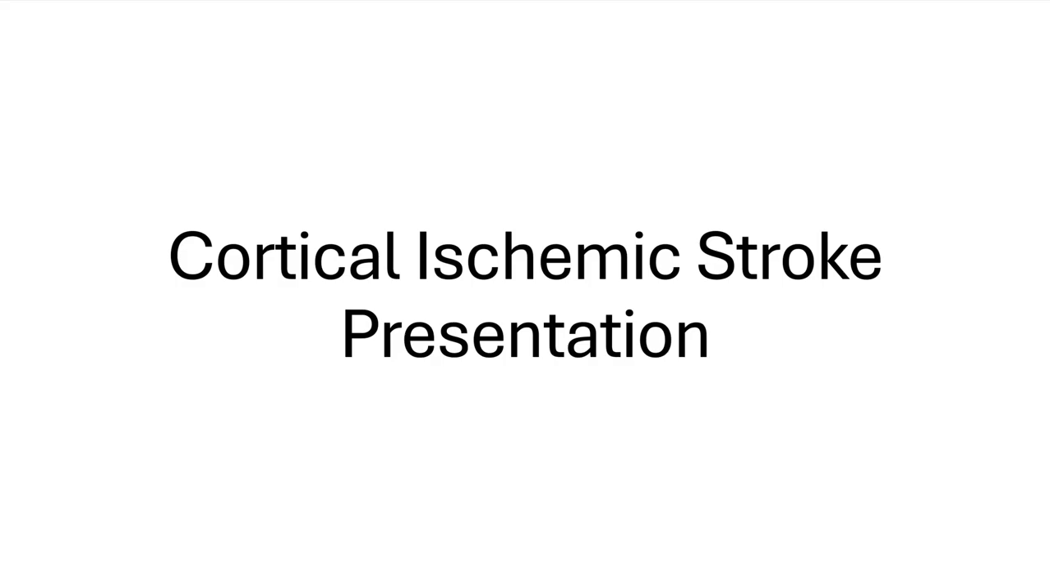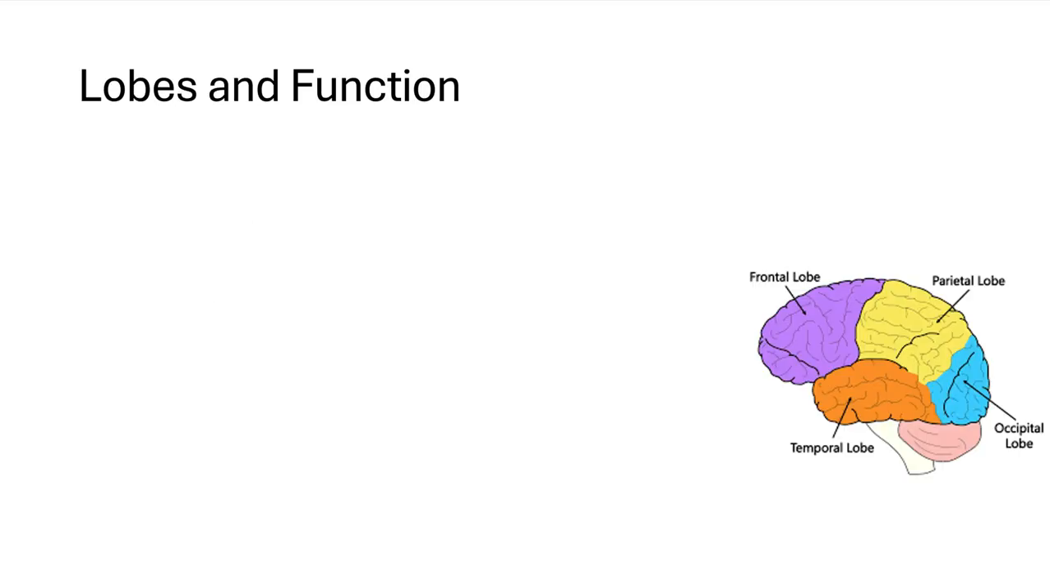Welcome. In this lecture, we'll be discussing the different presentations of cortical ischemic stroke. Before discussing these presentations, let's first cover three main things: the lobes and their normal function, the vessels that supply each of these lobes, and what dominance is.